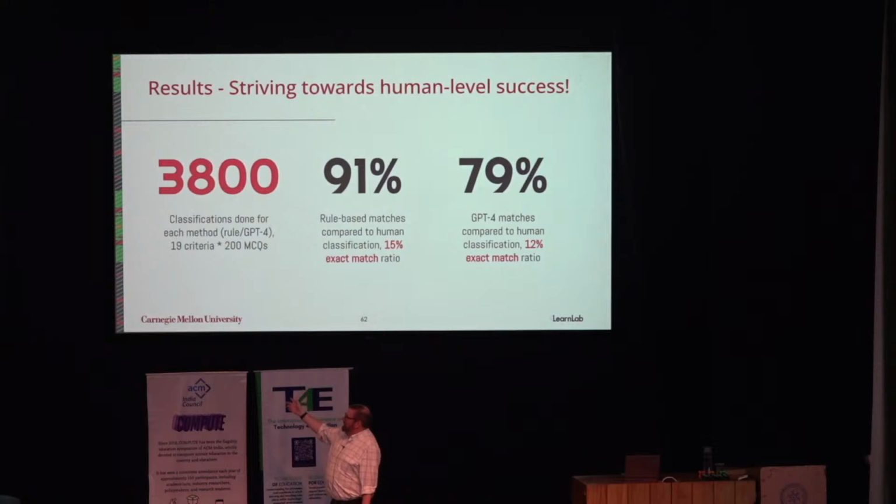The 91 and the 79 are on those individual points, the matches, and then to get the exact match for all 19, we got 15 and 12. But interestingly, humans don't match very well on all 19 as well. If you have 2 humans apply the rubric, it's a little bit better than those, but not much better.